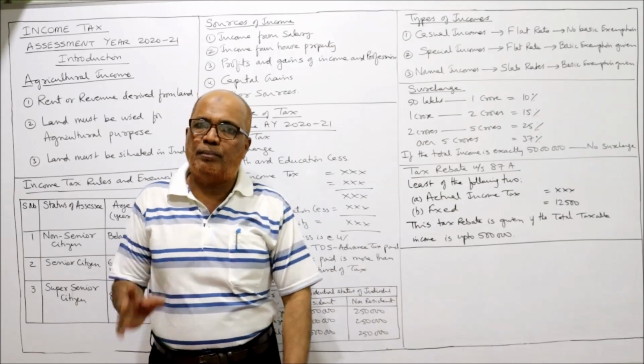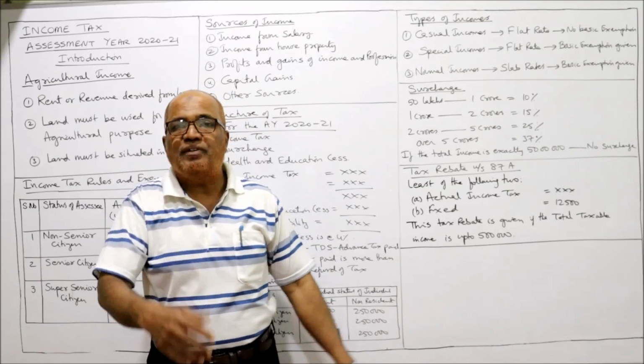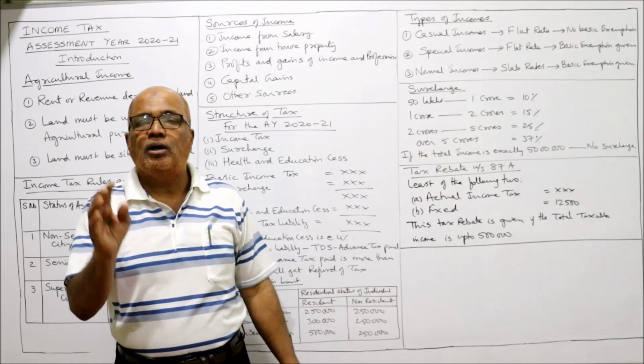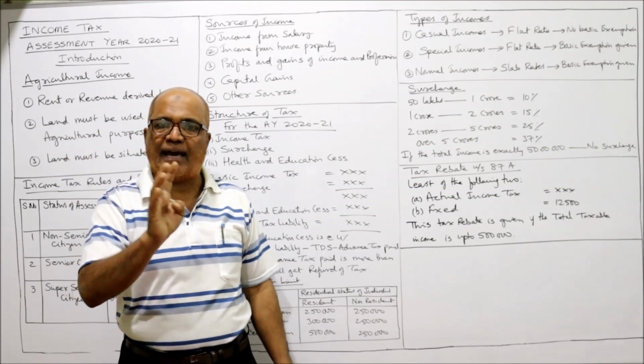And basic exemption will be given. In the next video, I'll explain you more about normal incomes, special incomes and casual incomes.